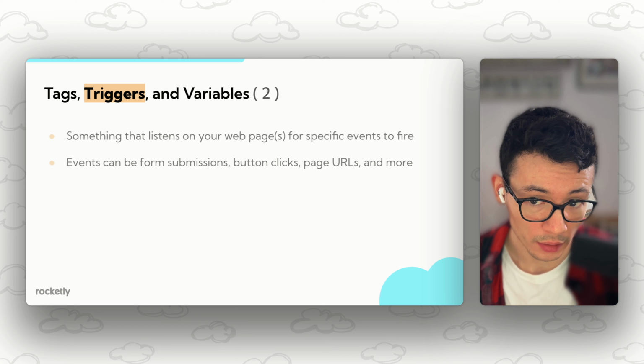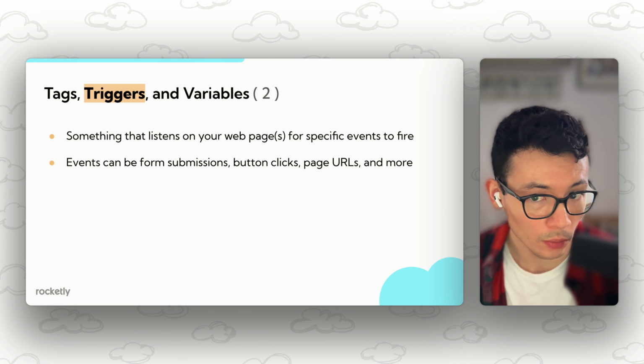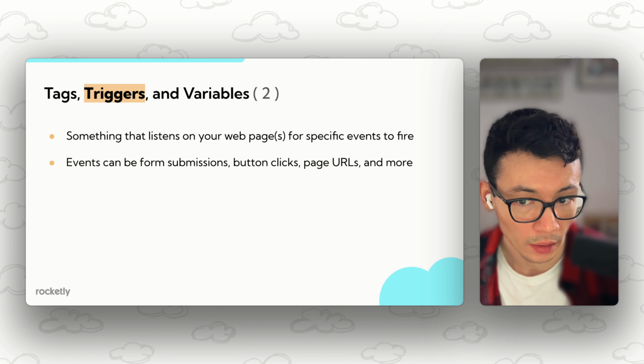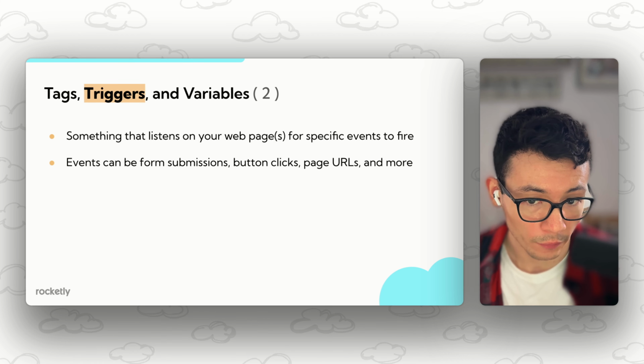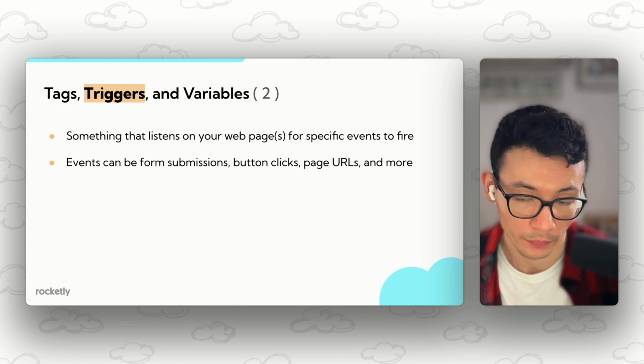Okay, so what about triggers? So triggers are something that listens on your web page or web pages, and they wait for specific events to fire based on how you've configured a trigger. Now, events can be something like a form submission, a button click, a specific page URL, or a lot of other different things. So for example, if a form is submitted on a specific page of your website, we can have a trigger for that if we want a specific tag to fire.